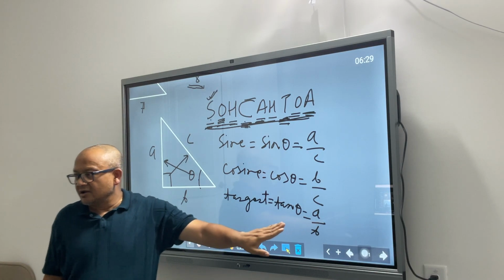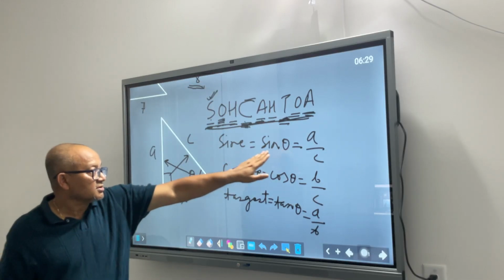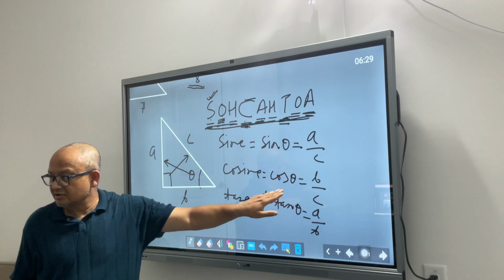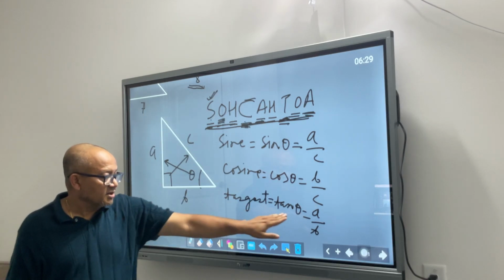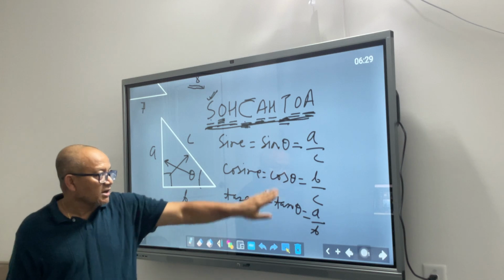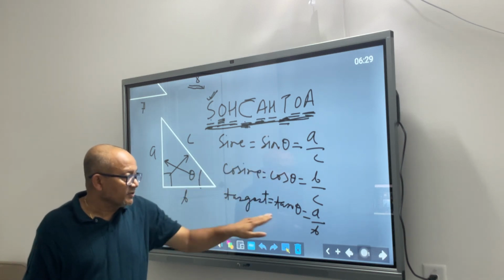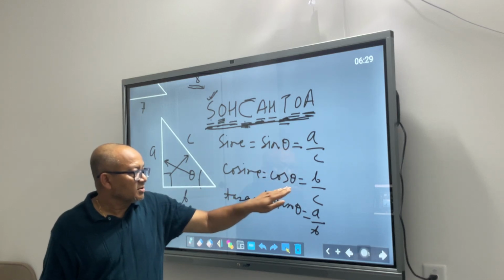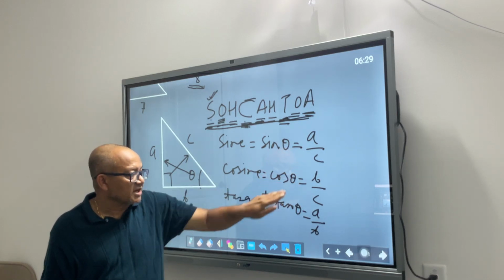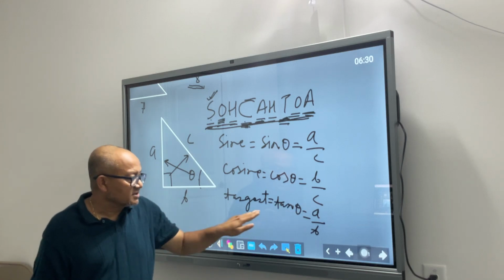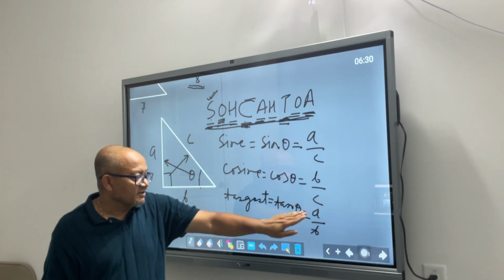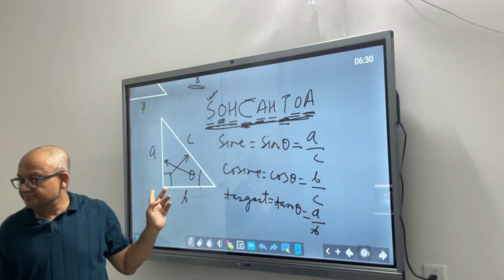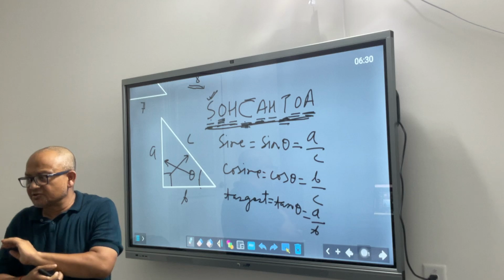Like Biren is a teacher, sine. Milana is a student, let's say cosine. Advik is a student, tangent. And how do you describe Biren, Milana and Advik? Biren is described by opposite side by hypotenuse. Milana is described as adjacent side by hypotenuse. And Advik, tangent, is described as opposite side by adjacent side. Okay? These are three ratios, right?